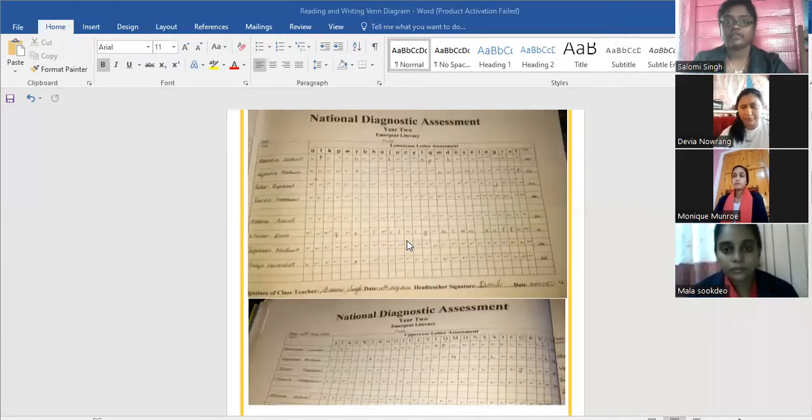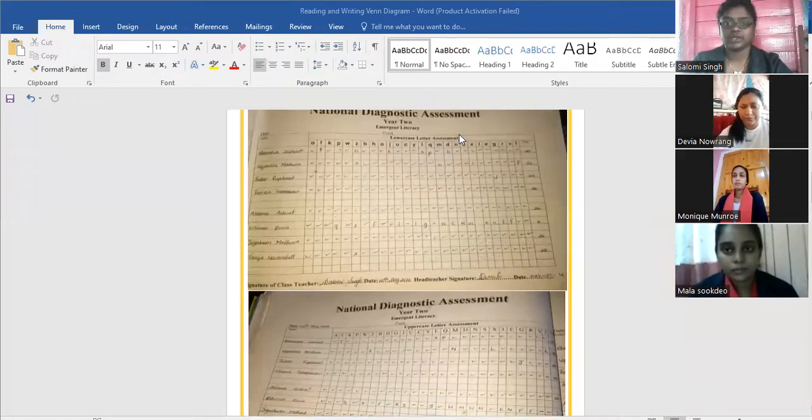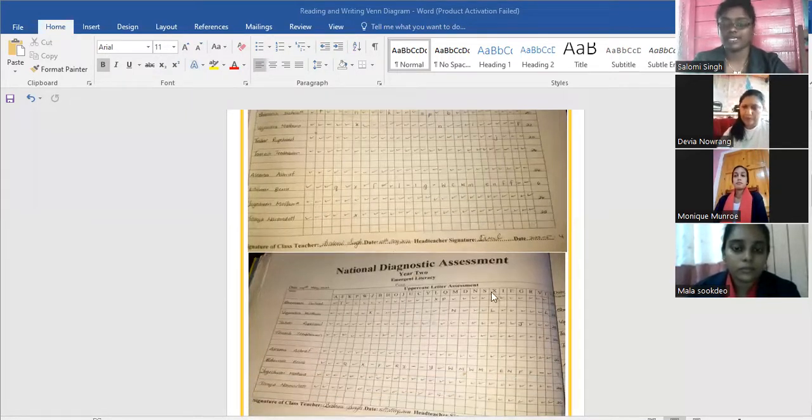So here we have the lowercase letter assessment, where we assess the children, or I should say learners, to see how well they know the letters, right? Because we know that if they cannot identify the letter, cannot identify the sound and so on, more likely they would not be able to read, right? So this is a part of the assessment that covers lowercase letters, and we have uppercase letters.